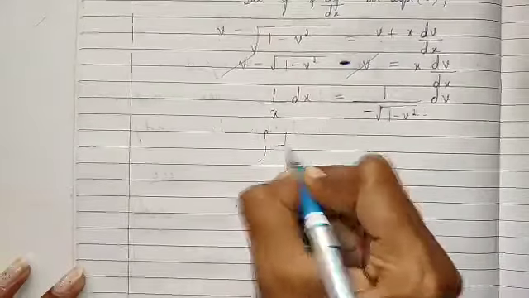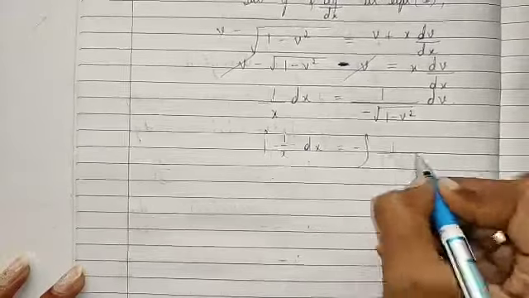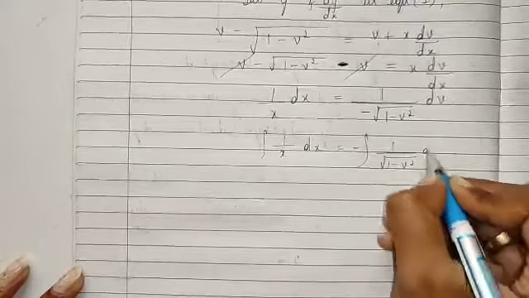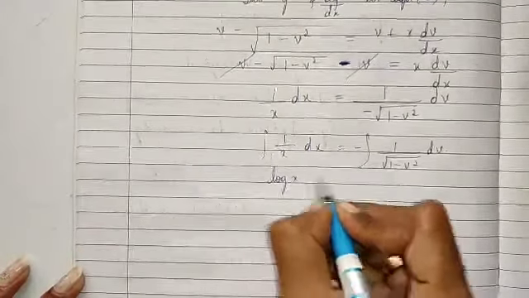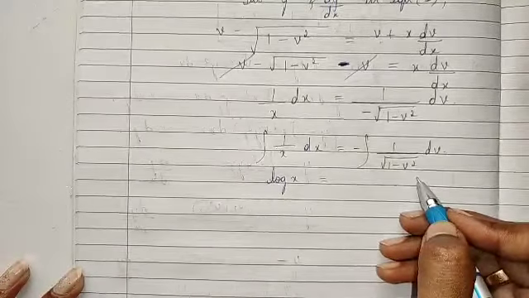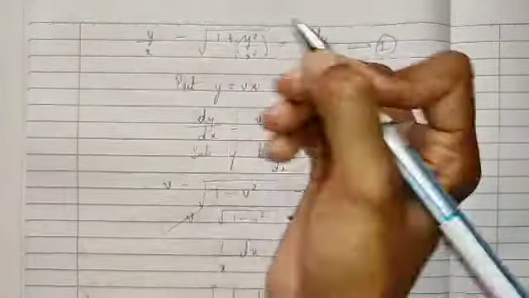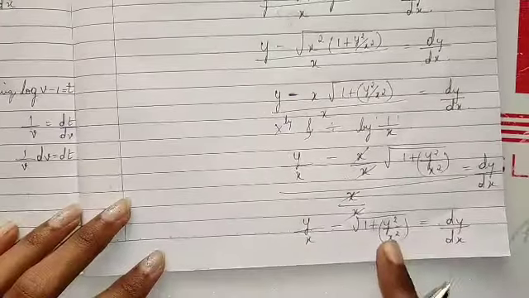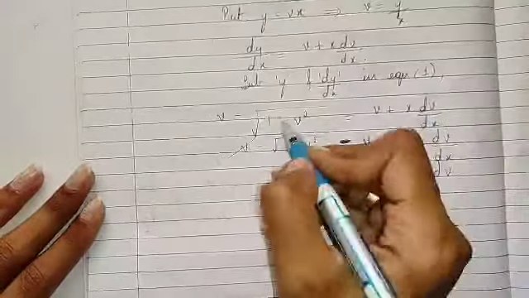Now integrating on both sides, what do we get? 1 by x dx is equal to integral of minus, I'll keep it outside, 1 by root of 1 minus v square dv. So now integration of 1 by x is log x is equal to integration of 1 by root of 1 minus v square is nothing but, okay, I made a mistake here, sorry for that. This was 1 plus, right? Yes, it was root of 1 plus, sorry for the mistake. So we have plus here, right?